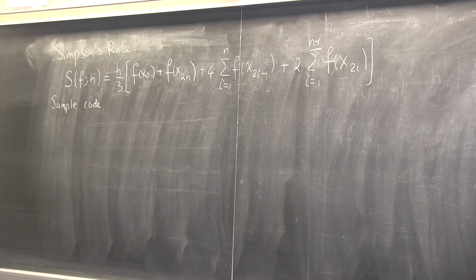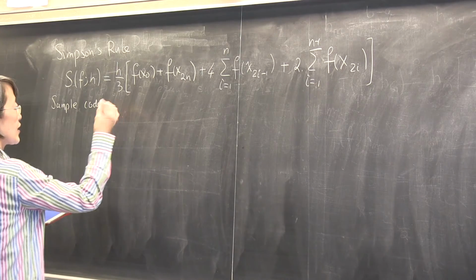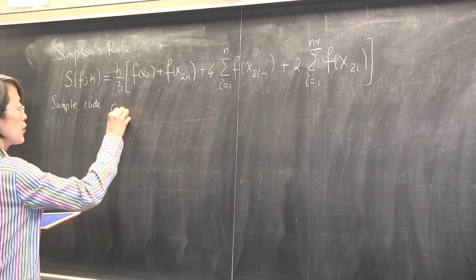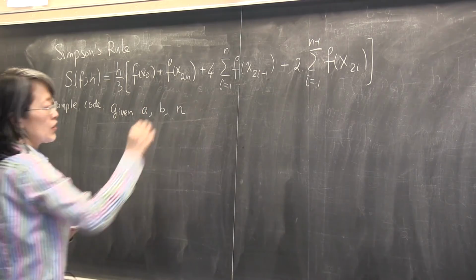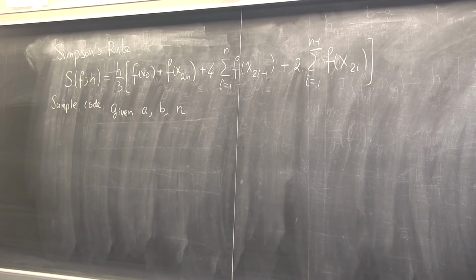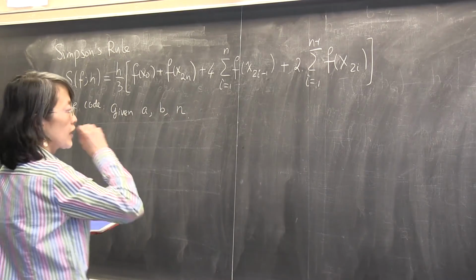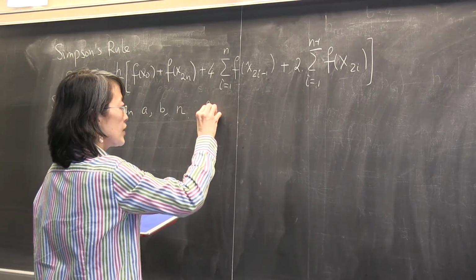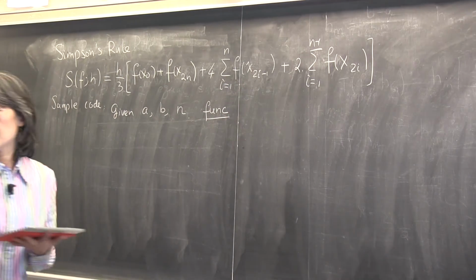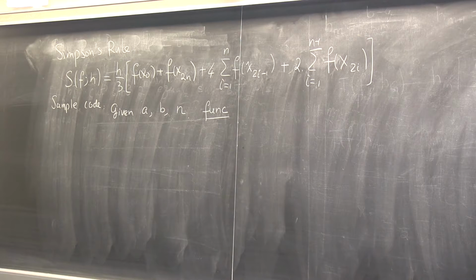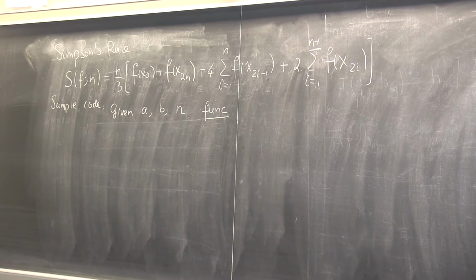Okay. So assuming the following things are given, so somehow you already have assigned value to a, to b, and to n, or you can say those might be the inputs. You can make this into a function if you want. These are given, and also this function func is given. Your function is already defined over there. Okay, so let's see how can you write this in Matlab.